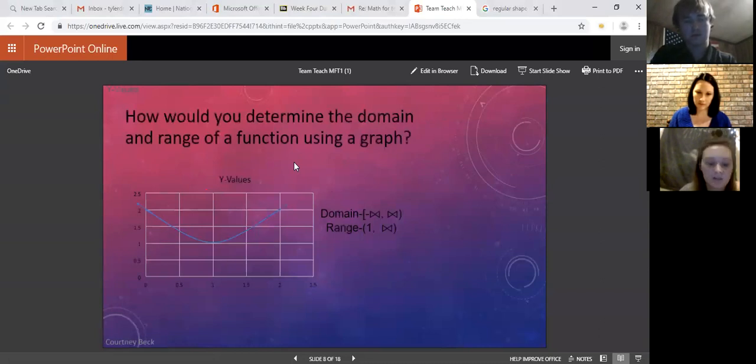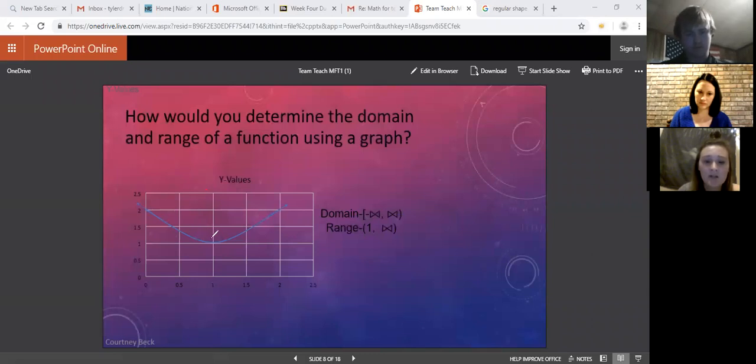And then for the range, which is all the points on the y-axis, we're going to see that on the y-axis it hits 1. So we're going to do 1 to positive infinity. And you can see that over here, the range. And this should actually be the bracket because 1 is included. And that's how you would do that.